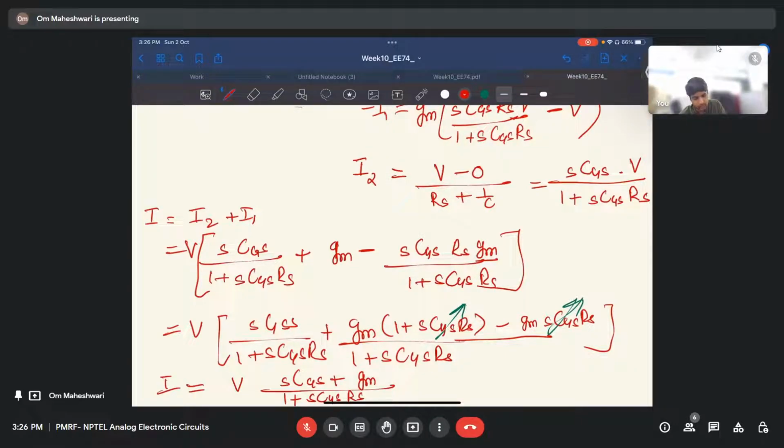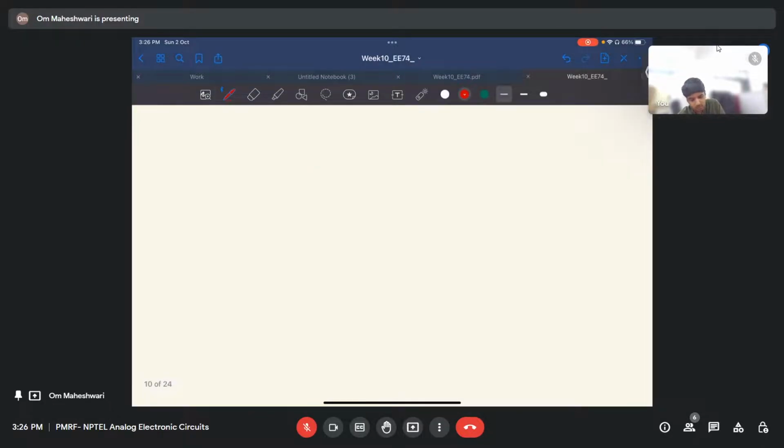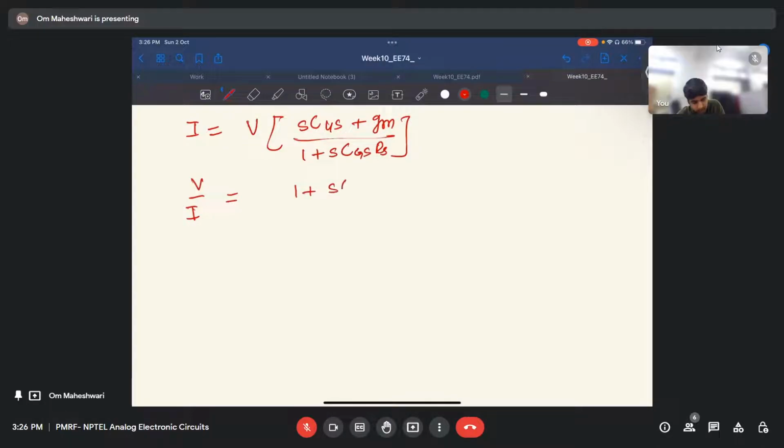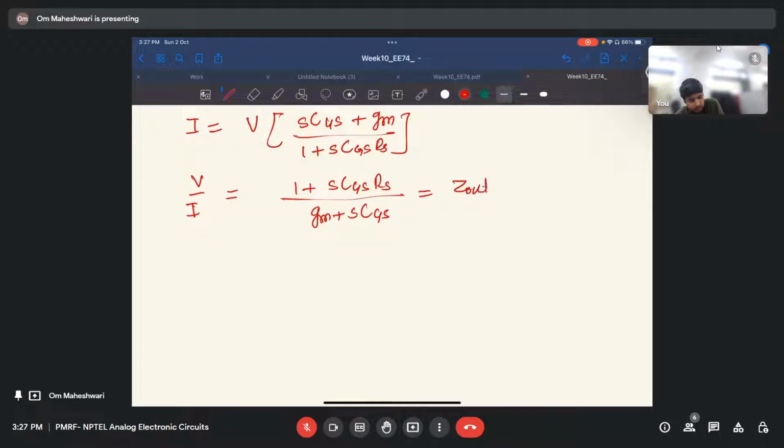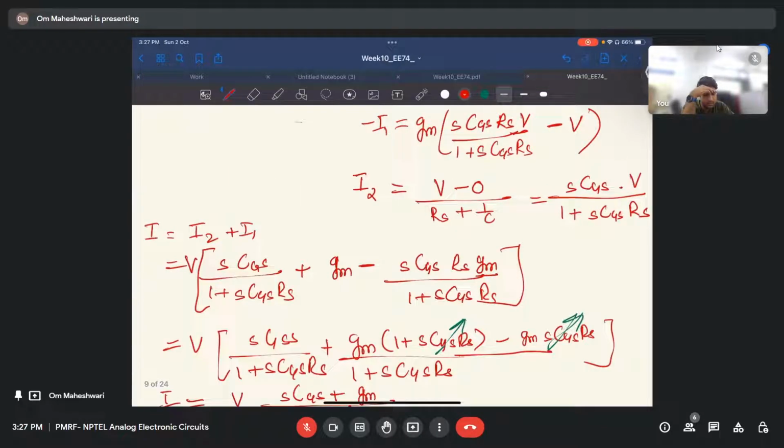So Z out is V by I. Let me take another page. Currently we have I equal to V times SCGS plus GM divided by 1 plus SCGS RS. So V by I is 1 plus SCGS RS upon GM plus SCGS. Okay, so this is Z out. Is there any doubt till here? It is just simple calculation.